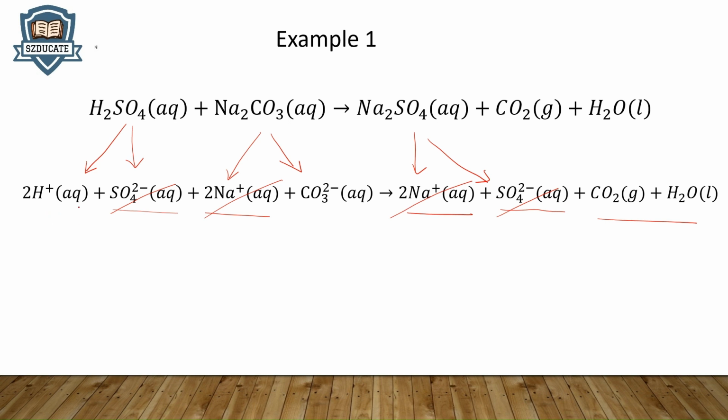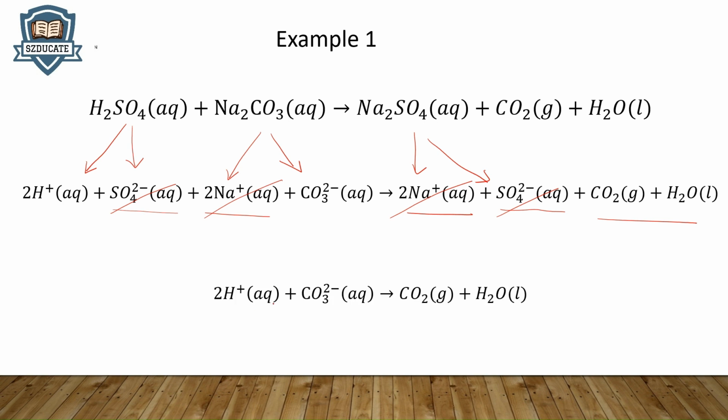2H+ (aq). Now that it has become H2O, it has combined with an OH to become H2O. So this one, the formula has already changed, so it's obviously not a spectator. CO3 2-, it has also become CO2. The formula has changed, so it's also not a spectator. So now what do we do next? We write all this down.